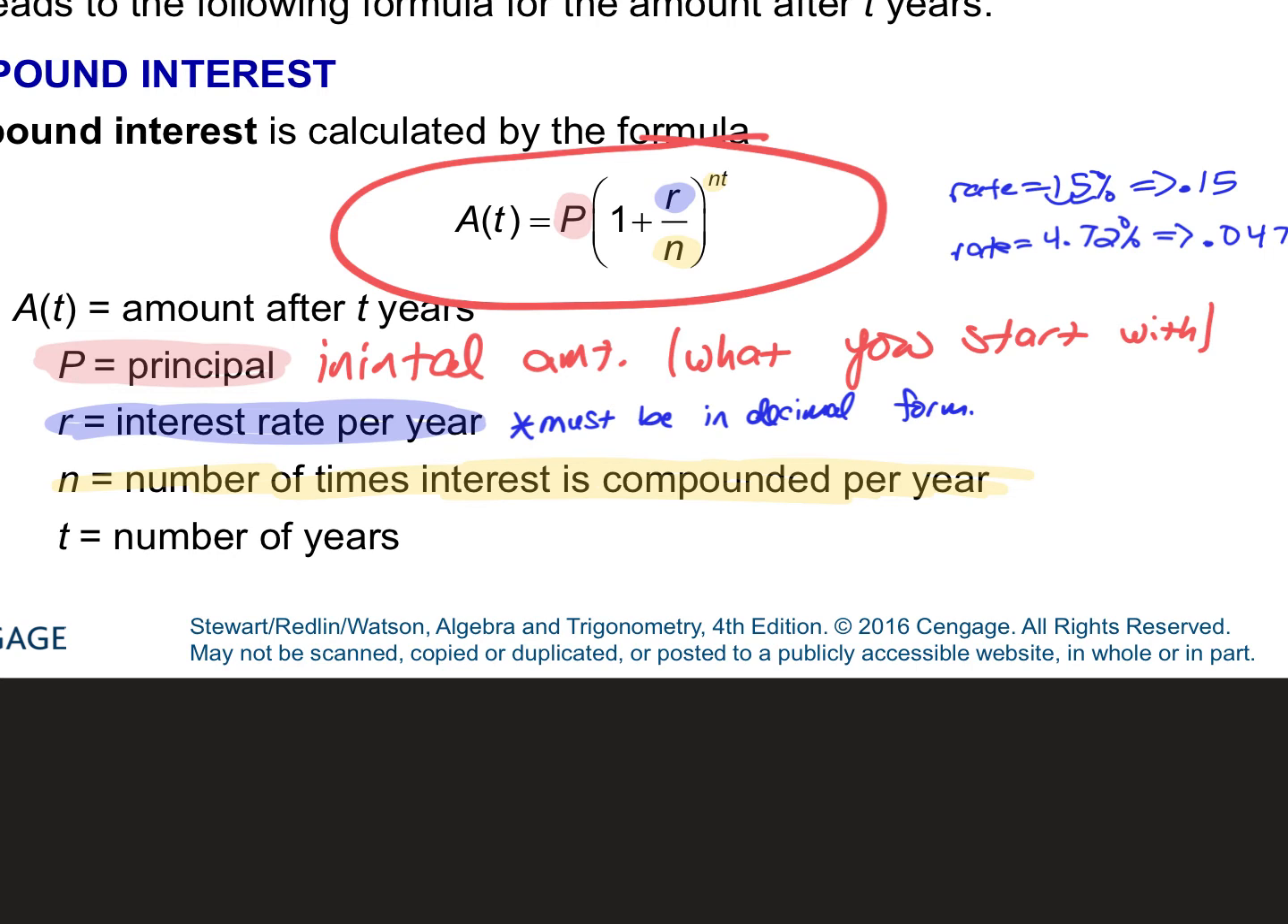365, okay? That's what you guys are going to have to really pay attention to. You need to know what those words mean. And then the last part of our formula is right here. And that would be our time. And time is going to be in years.